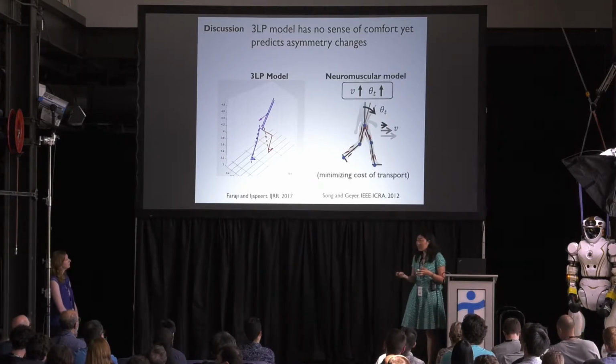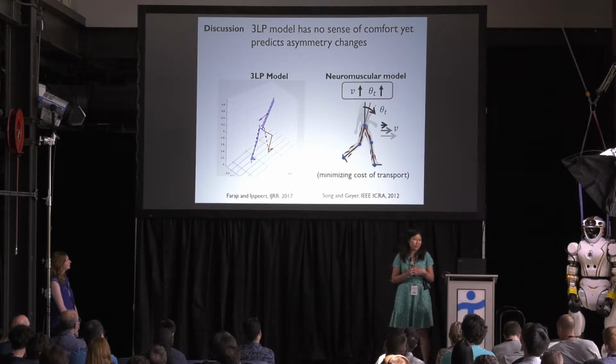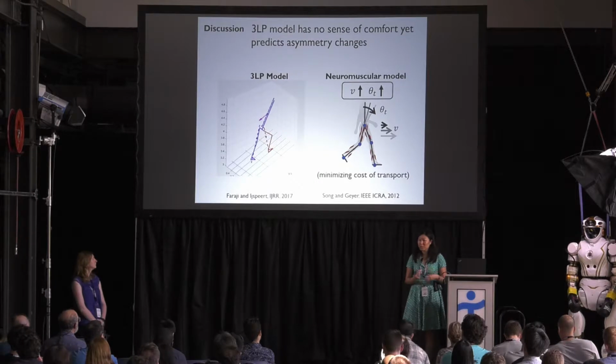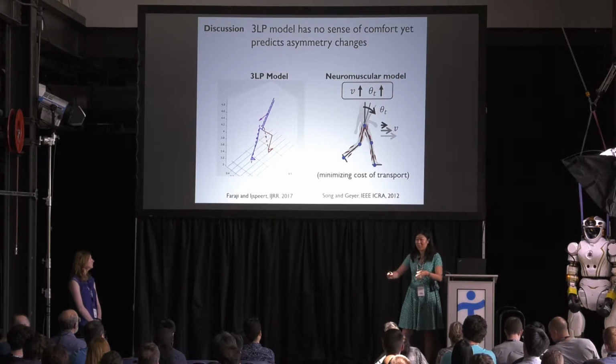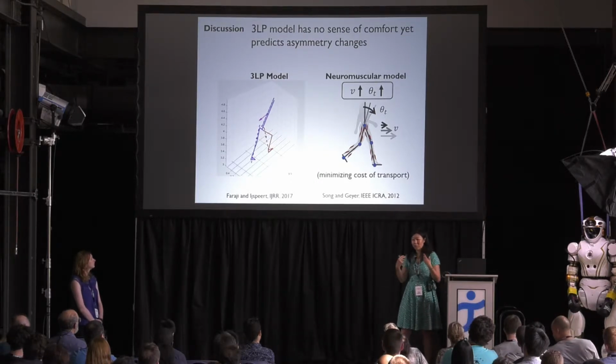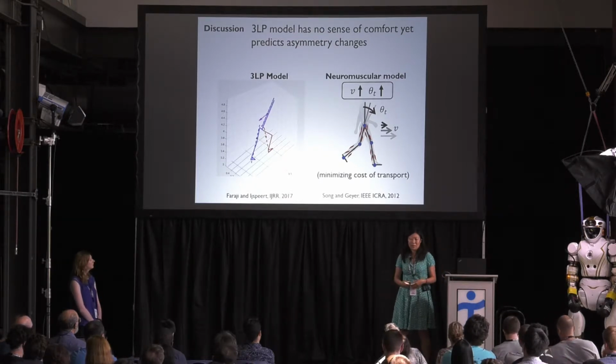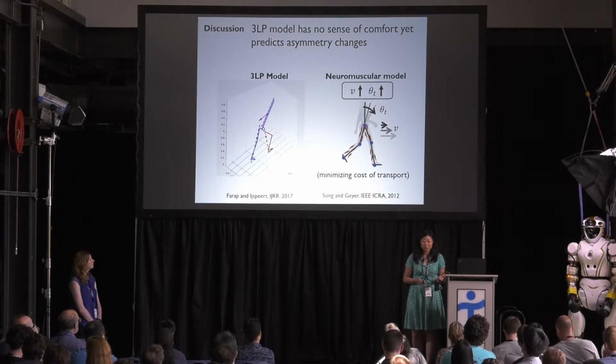And on a related note, looking at this neuromuscular model from Song and Geyer, when they optimize the reflex parameters to have the model walk at faster and faster speeds, the trunk actually moves further and further forward. So maybe there's some energetic benefit to also moving your trunk forward and to the asymmetry between your legs.